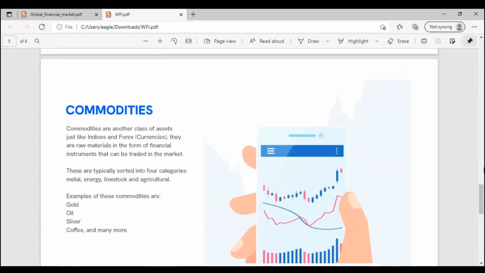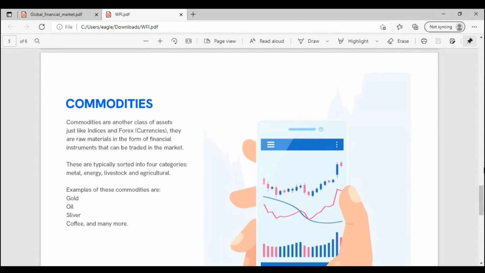The commodities market. Commodities are another class of assets, just like indices and forex. They are raw materials, basically, in the form of financial instruments that can be traded in the market. You only trade the price of those raw materials. They are basically sorted into 4 categories: metal, energy, livestock, and agriculture. Examples are gold, oil, silver, coffee, meat, rice, maize, corn. A lot. You can trade them on our platform also.